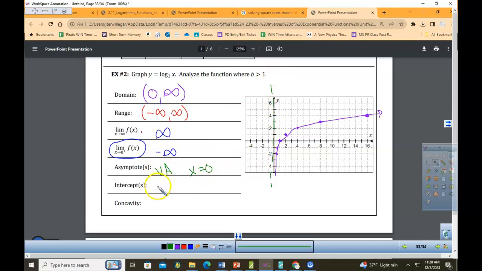Do I have intercepts? Yeah. I have an intercept at (1, 0), right? And that would be a good old-fashioned x-intercept. I don't have a y-intercept because I never cross the y-axis.